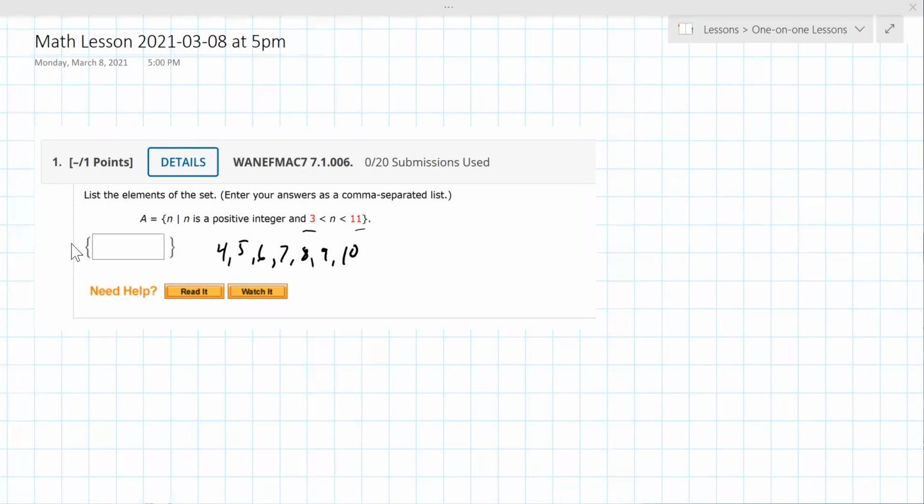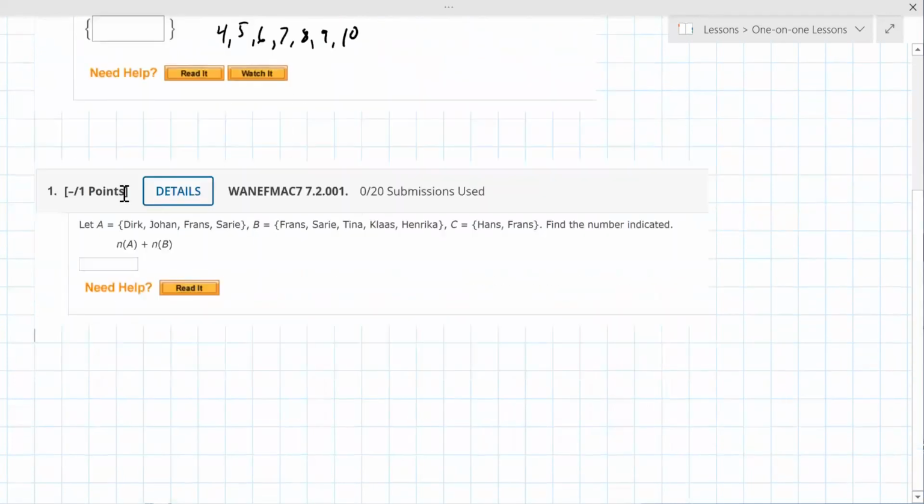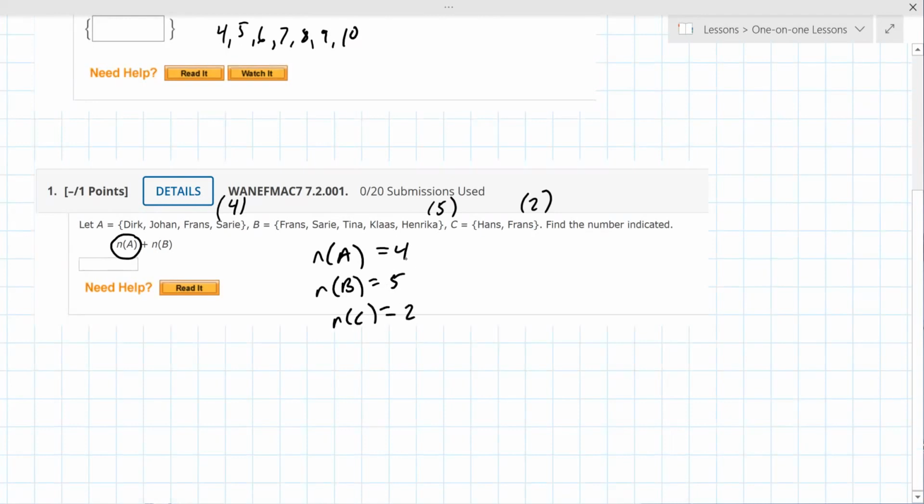All right, so we're in 7.2 here. Number 1, they give you the sets here. They tell you set A contains these 4 names, set B contains those 5 names, and set C contains those 2 names. This N of A means the number of elements that are in A. That's 4. The number in B is 5. The number in C is 2. And they just want you to add those first 2. So that's 9. That's a nice starter question here.